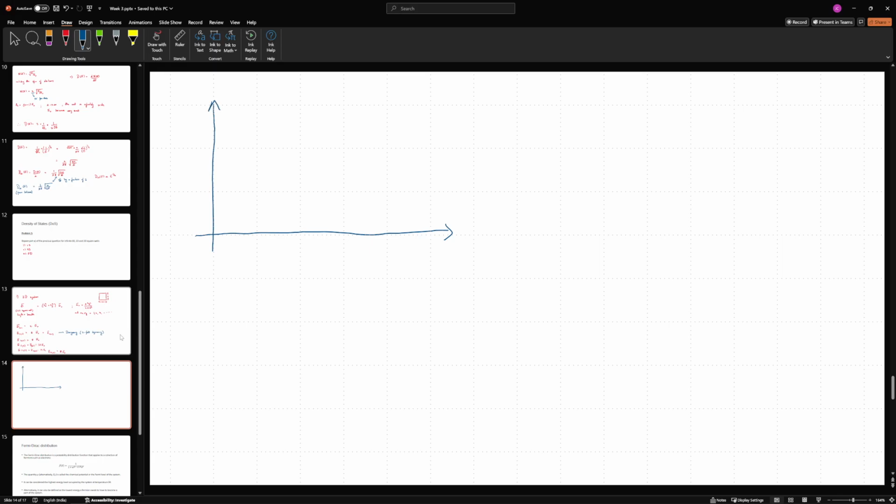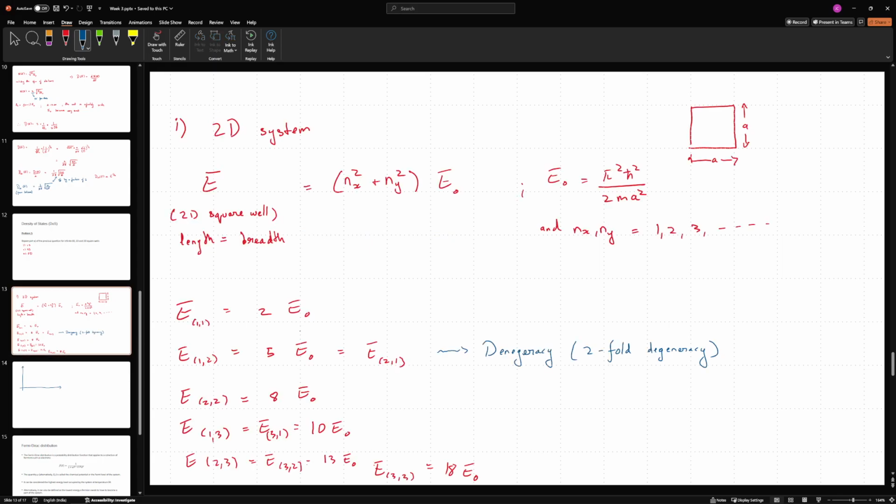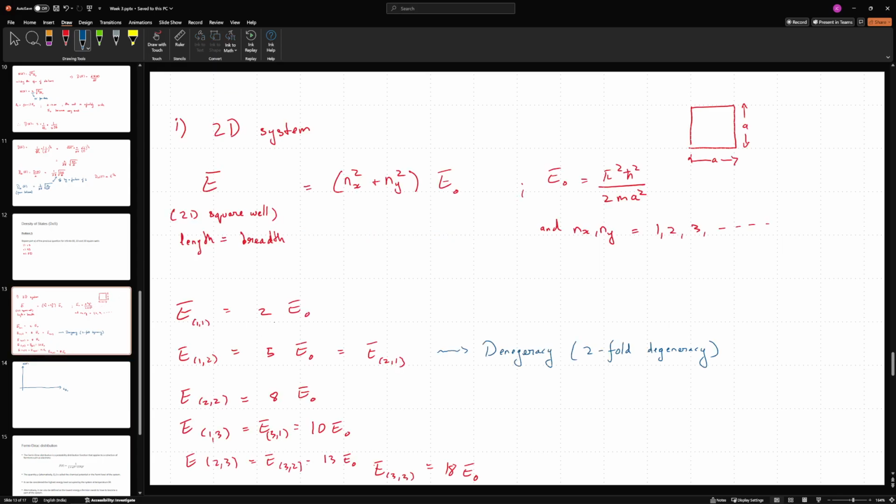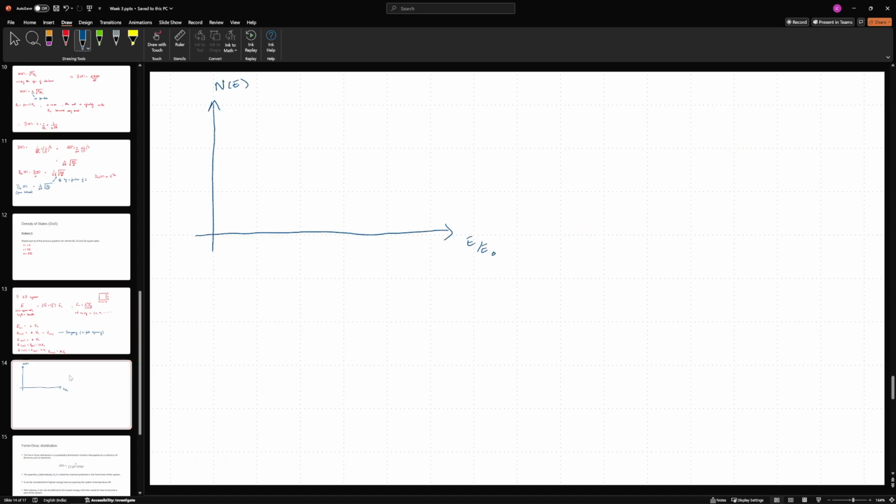Now I'm directly just writing E by E naught over here. I'm no longer concerned with the actual energy value. So the x-axis is E by E naught, and again I'm trying to plot N of E. So below E equal to 2 E naught, I have nothing.